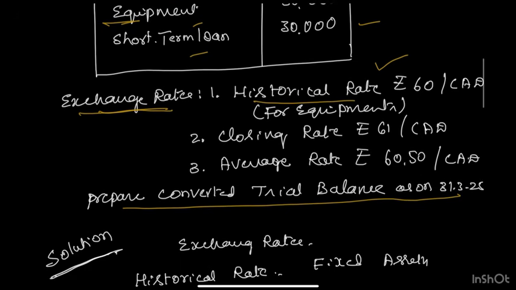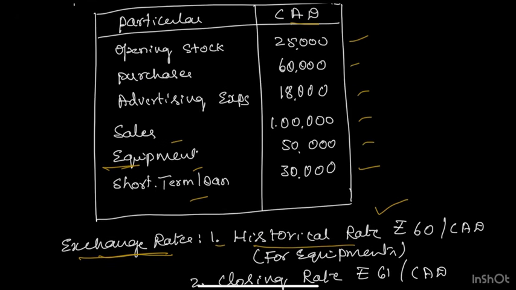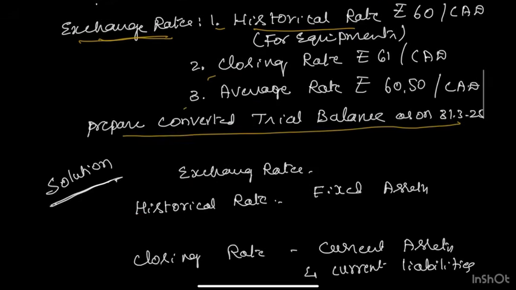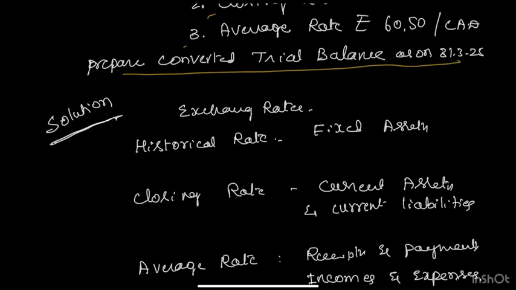First we have to understand that we have three types of exchange rates: historical, closing, and average. How these three rates are to be considered for the different particulars given in the trial balance. Let us understand. The historical rate is always taken for fixed assets, the assets which have been accumulated in the business, maybe land and building, plant and machinery, equipments. For all installed machineries, we have to apply the historical rate for conversion purposes.